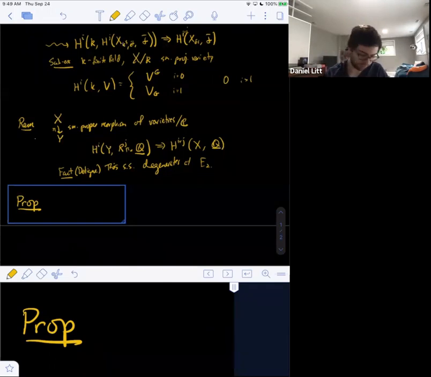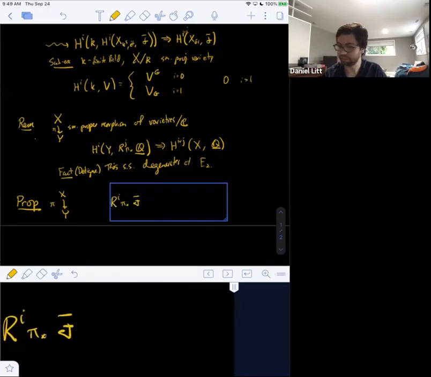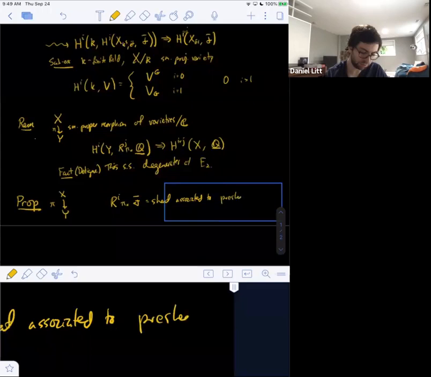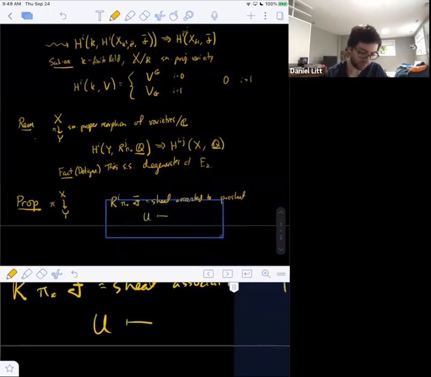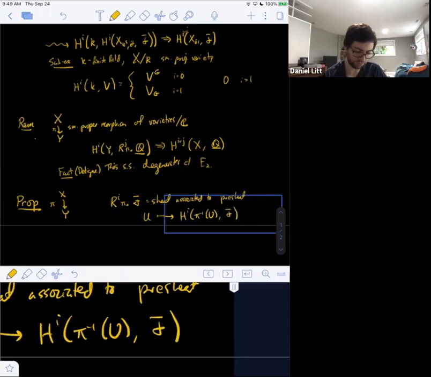So suppose I have pi, which is a map from X to Y. Then the proposition is that R^i pi lower star of a sheaf F is the sheaf associated to the presheaf sending an open U on Y to the cohomology of the preimage of U, so let me write that as pi inverse of U with coefficients in F. Maybe let me be clear that I'm talking about Etale cohomology, although this will be true in any site.